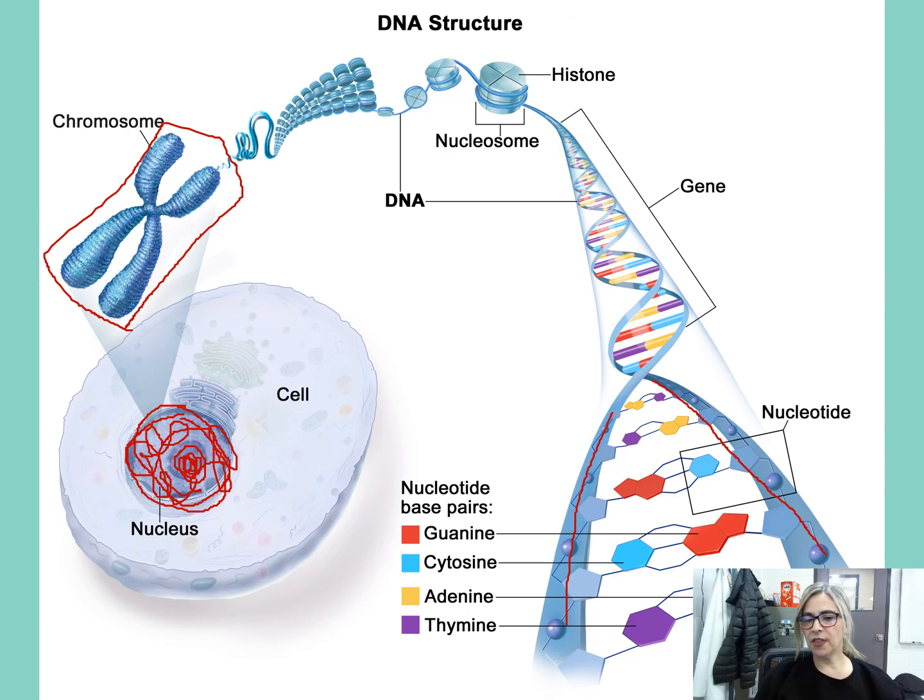All living things, regardless of whether it's a tree, an ant, or a human being, have the same nitrogenous bases for DNA. And those four nitrogenous bases are guanine, cytosine, adenine, and thymine.